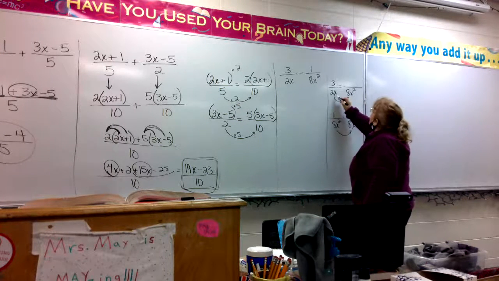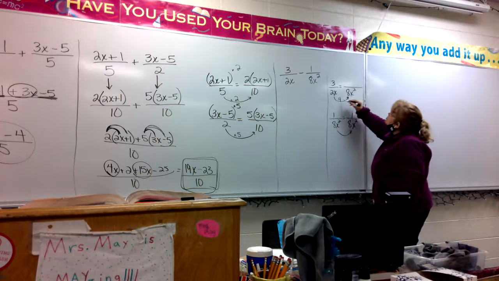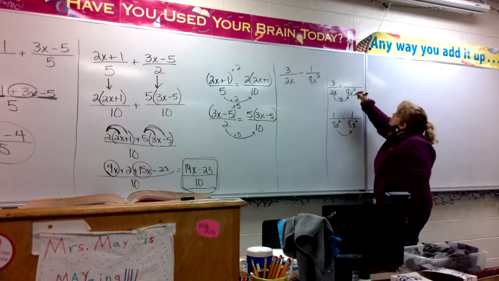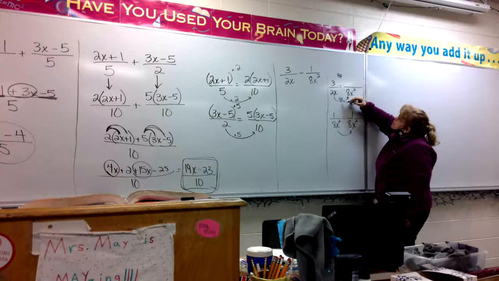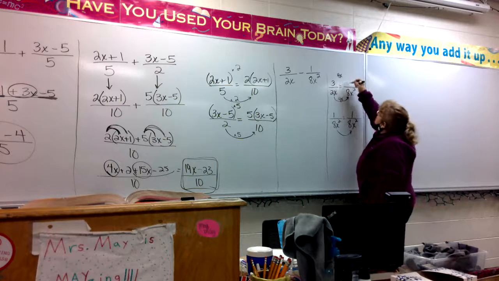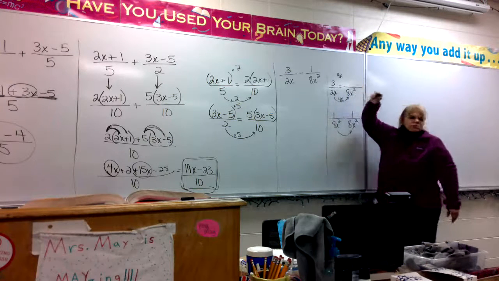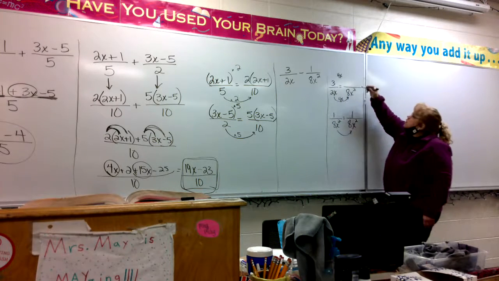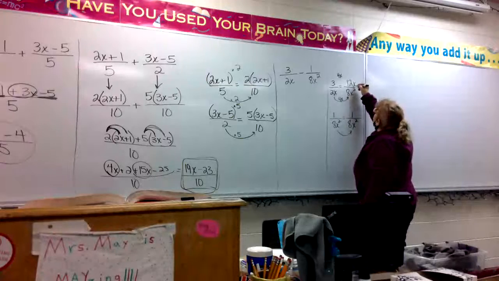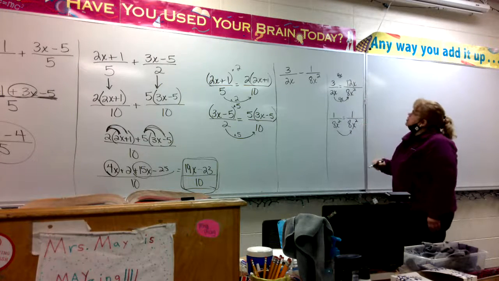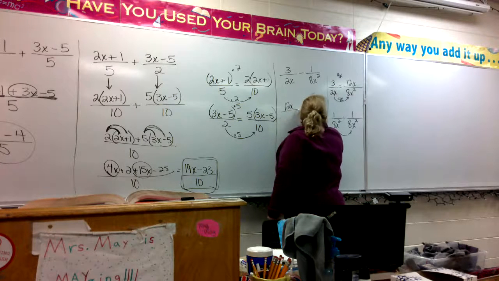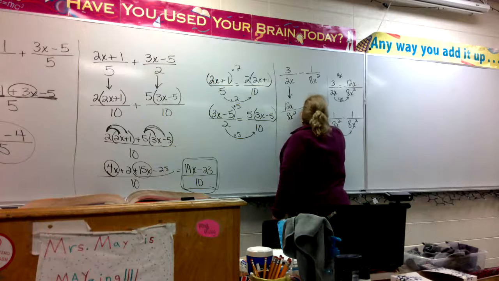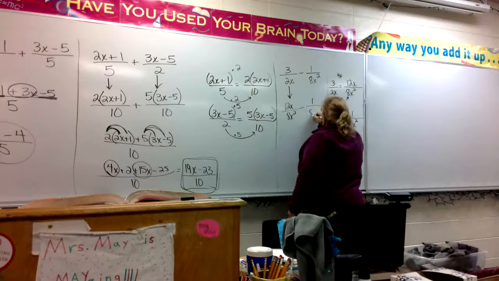I have 1x, but I need 2. So I'm going to need 1 more x. If I multiply by 4x here, I have to multiply by 4x here. What is 3 times 4x? Right, 12x. So I have 12x over 8x squared. And this one doesn't change.